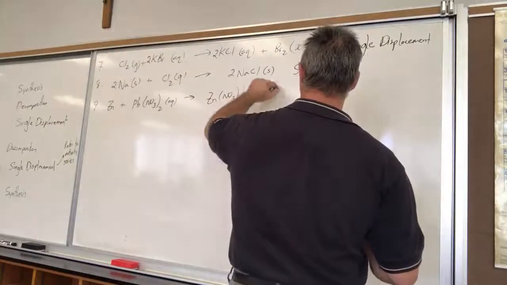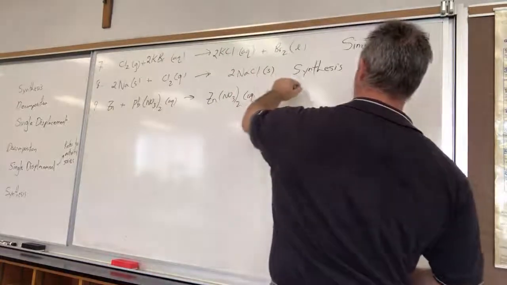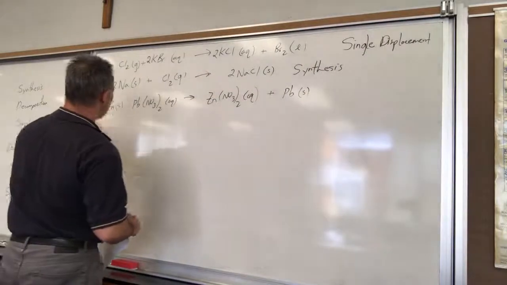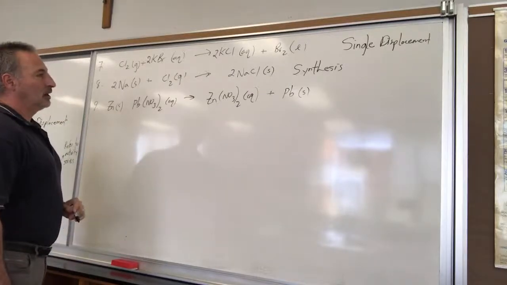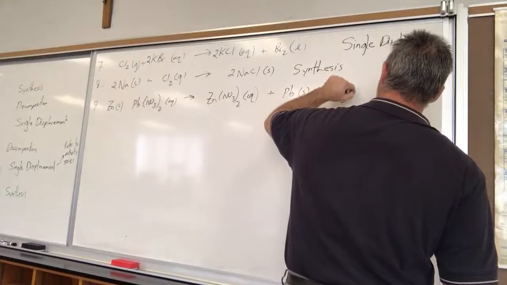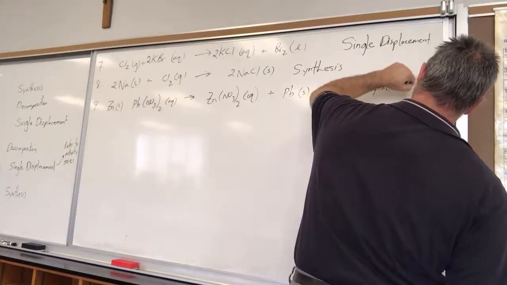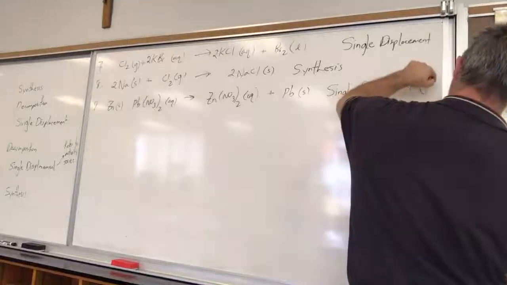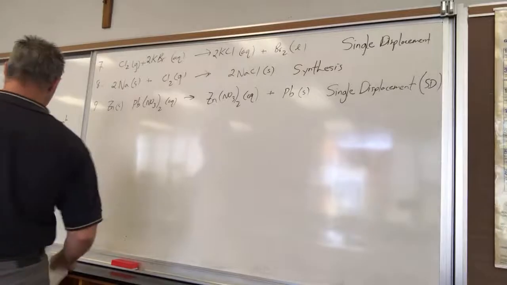And then you get lead would be a solid at the end of the reaction. So this is also a single displacement reaction. What happens is the zinc is replacing the lead, and there's a lot of single displacement reactions in this sheet. From now on, single displacement will be symbolized as SD. If you have a double displacement, it will be referred to as DD.